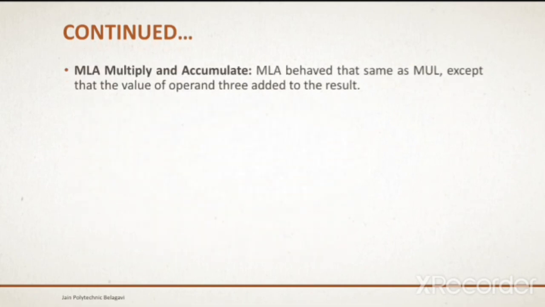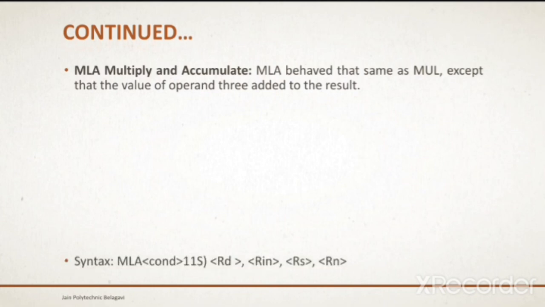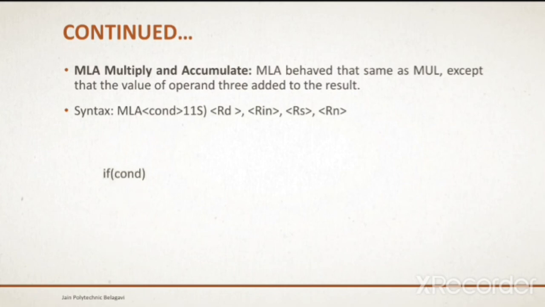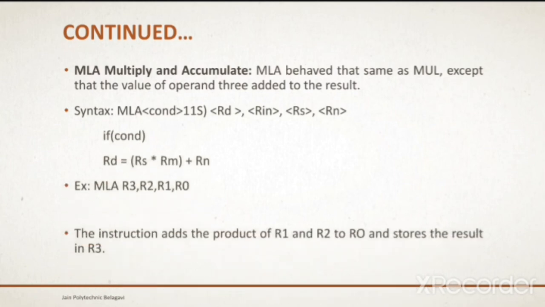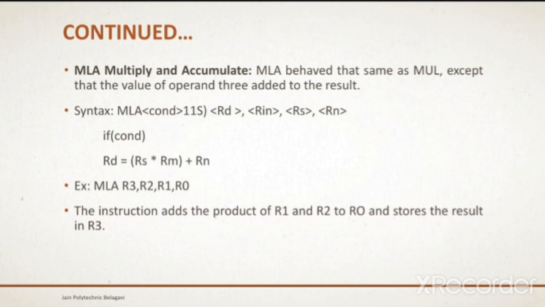The next instruction is MLA, multiply and accumulate. MLA behaves the same as the multiply instruction, except the value of operand 3 is added to the result. The syntax for which is shown. Example: MLA R3, R2, R1, R0. This instruction adds the product of R1 and R0 to R0 and stores the result in R3.